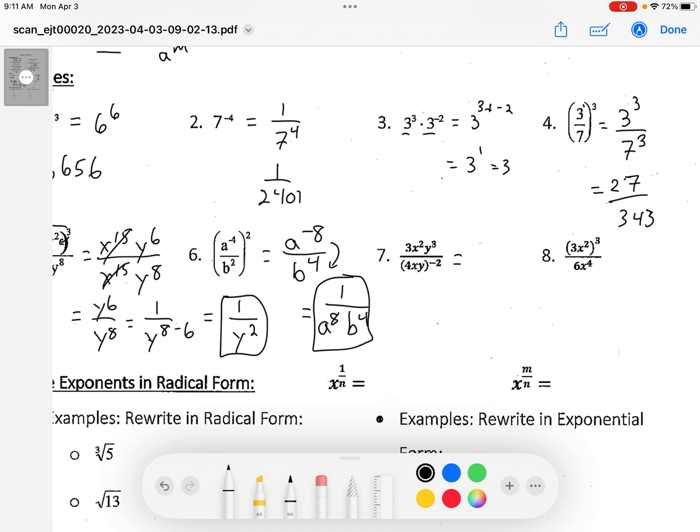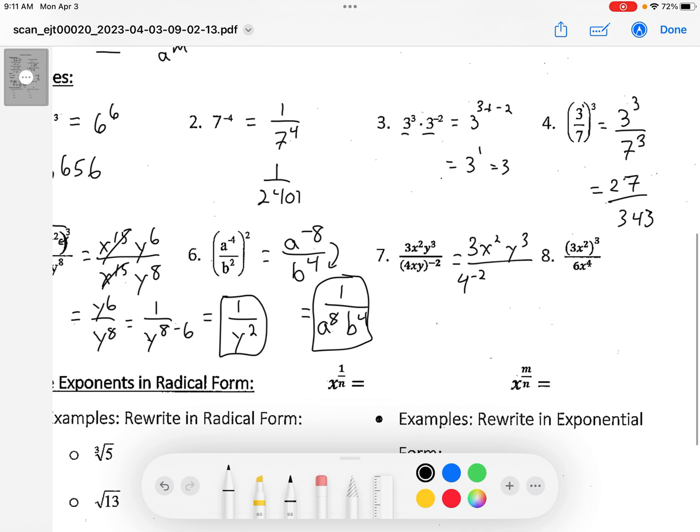Number 7, we're going to combine a whole bunch of properties here. The first one being we're going to distribute that exponent, and we get negatives, right? Well, remember, to make them positive, we're going to move them up. So that would be 3x squared y cubed, but then we'd have 4 squared x squared and y squared, because that's going to make them all positive exponents. And now you just do the math.